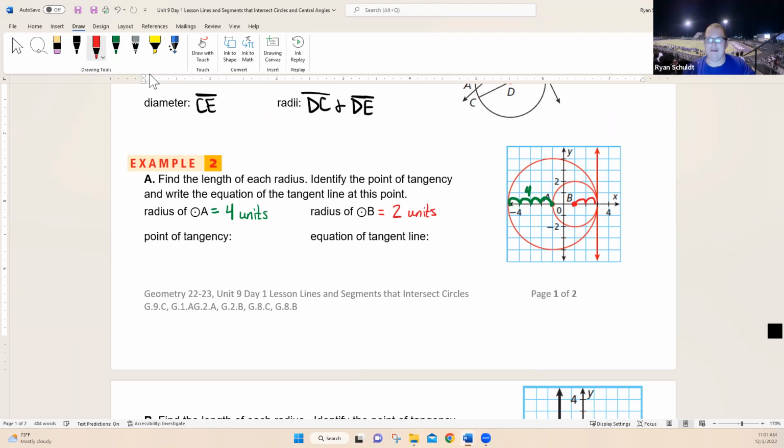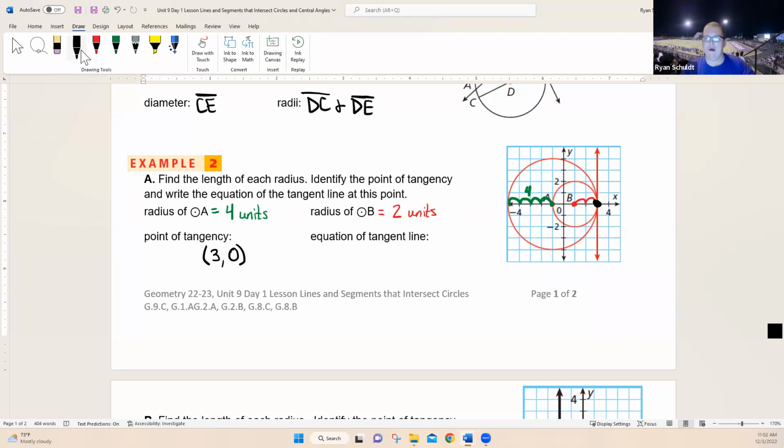Now the point of tangency. Remember, that's the single point where we have our circle and the line touches the circle and then goes off forever. So the point of tangency would be whatever point is on that line where it touches both circles. So right here. How could we name that coordinate? Well, that's 1, 2, that's 3. Our x value is 3. Y value is 0. That's our point of tangency, (3, 0).